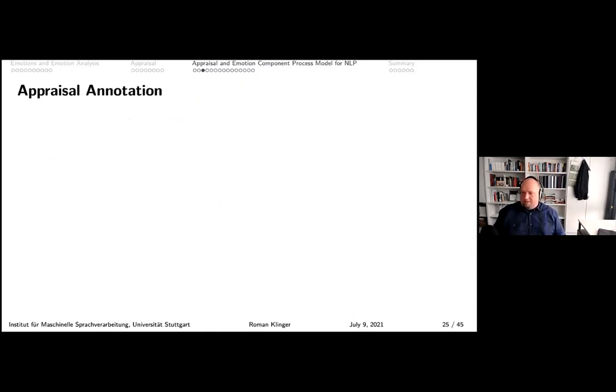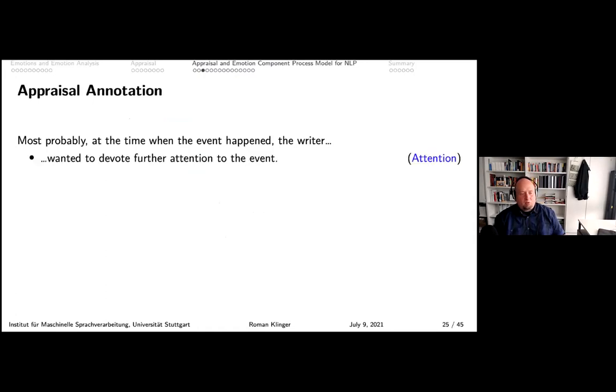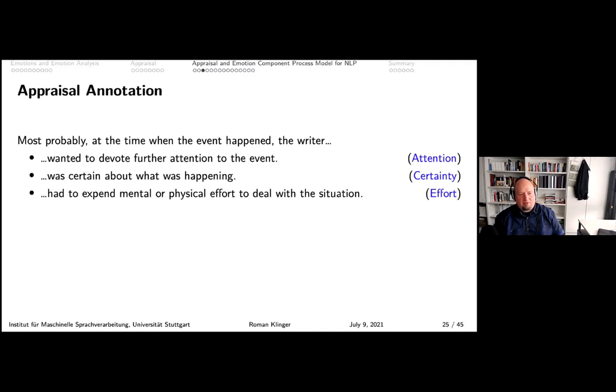If we want to build a machine learning based classifier, we need a corpus, so we need to annotate a corpus. To annotate this corpus, we asked annotators to decide if, in an event description, the writer did likely want to devote further attention to the event. We call this attention. Was certain about what was happening. Had to expend mental or physical effort to deal with the situation. So it's somehow exhausting, perhaps.